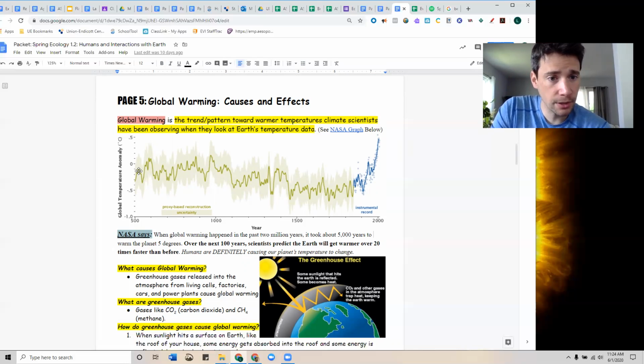And so check this graph out here. This is global temperature anomaly. All right, so basically the global temperature.